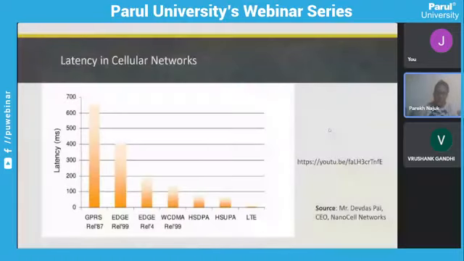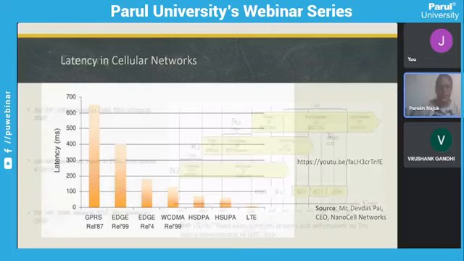Okay, so this is what is 5G. In just one video, you can see three robots communicating with each other, and how much time they take to communicate with each other in the 4G network and in the 5G network differs a lot.